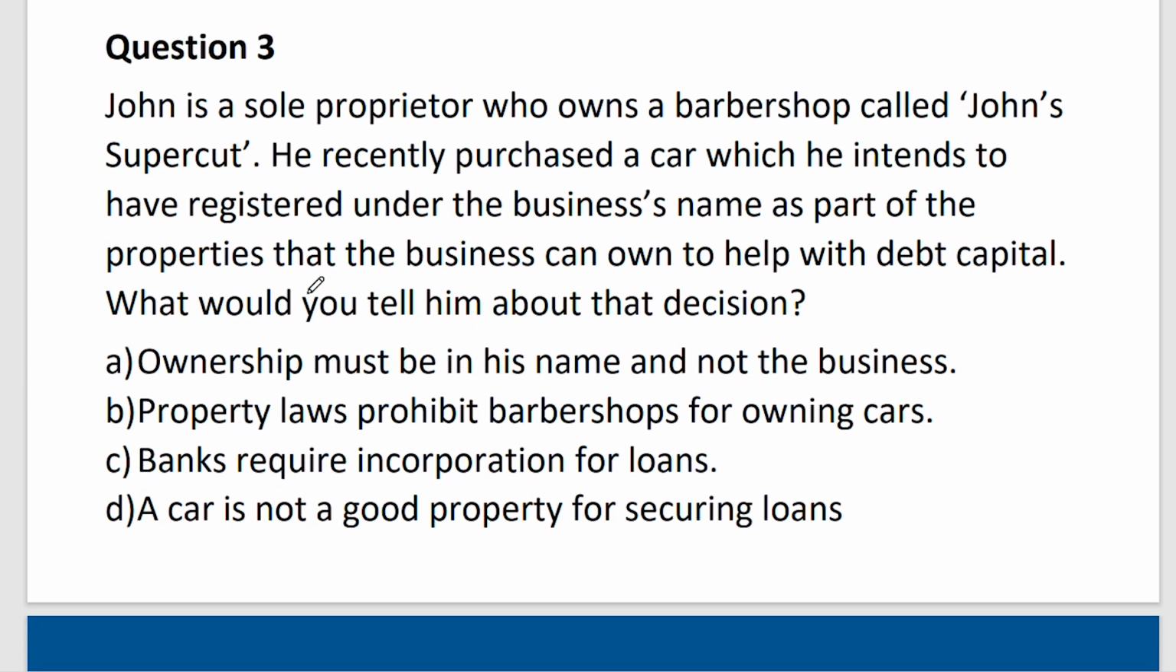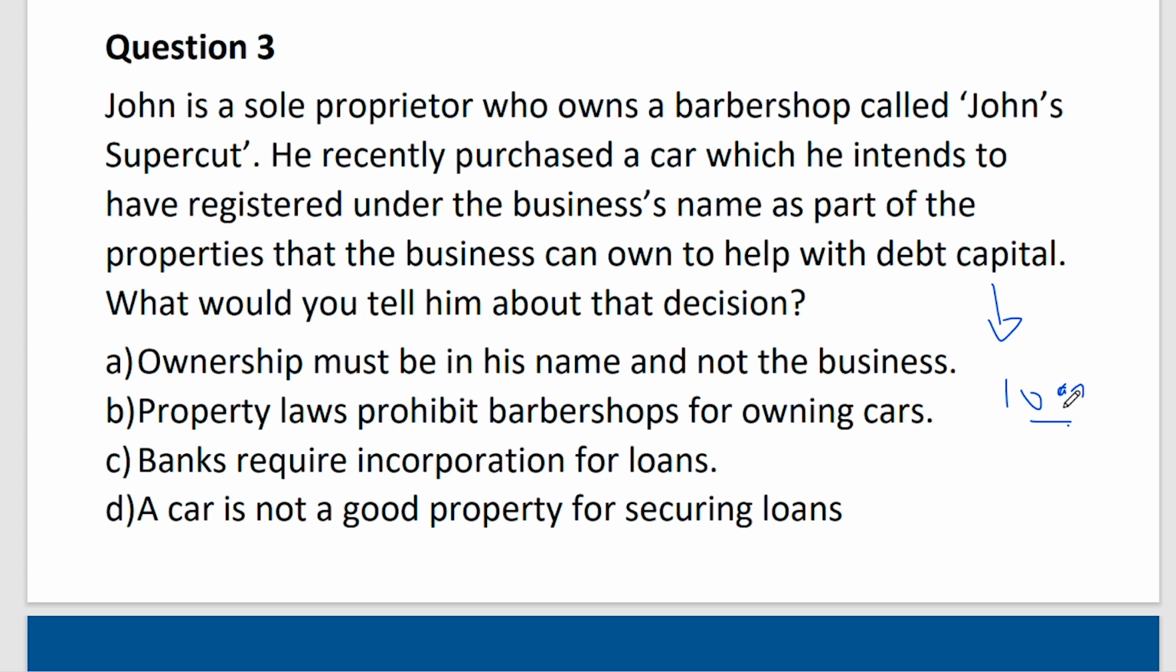Number three. John is a sole proprietor who owns a barbershop called John's Supercut. He recently purchased a car, which he intends to have registered under the business's name as part of the properties that the business can own to help with debt capital. The idea behind debt capital is simple. It's like a loan. Basically, he wants to use the car in future as collateral for a loan.